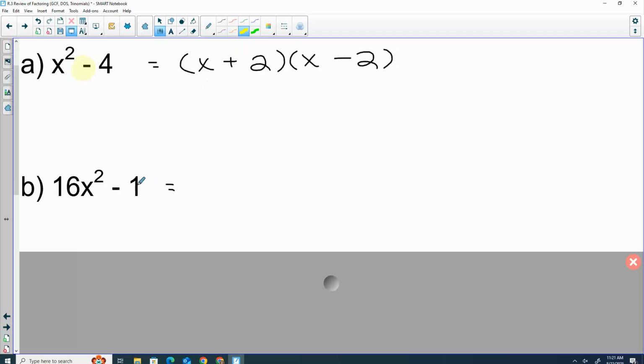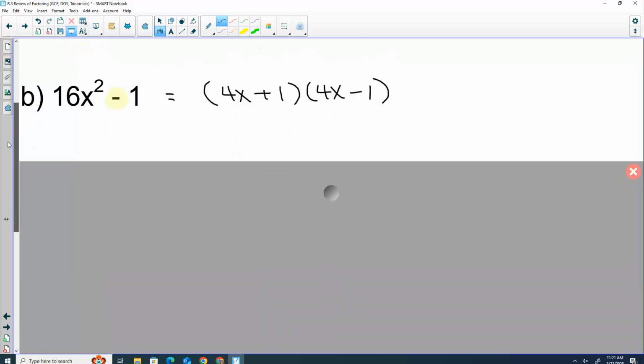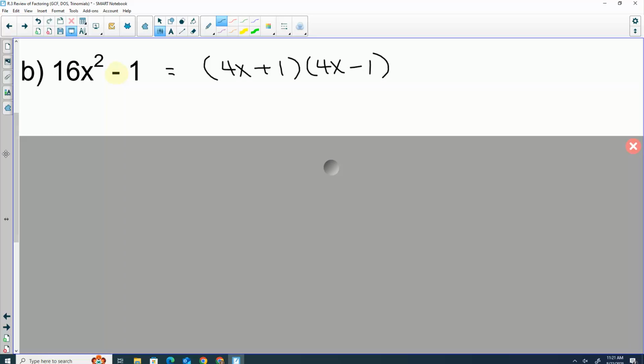Make sure it's got the subtraction. So what are my parentheses? Square root of 16x squared would be 4x. Square root of 1 is 1. Alright, two more and then we'll probably stop for the day.